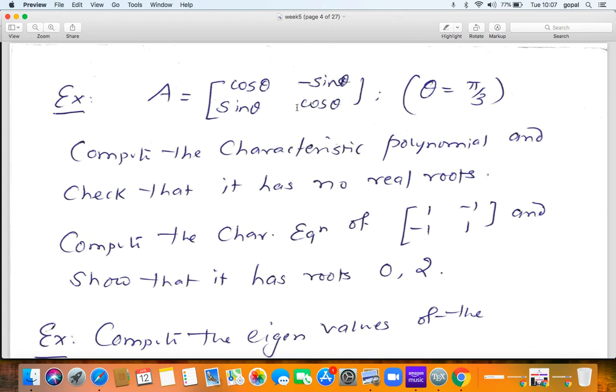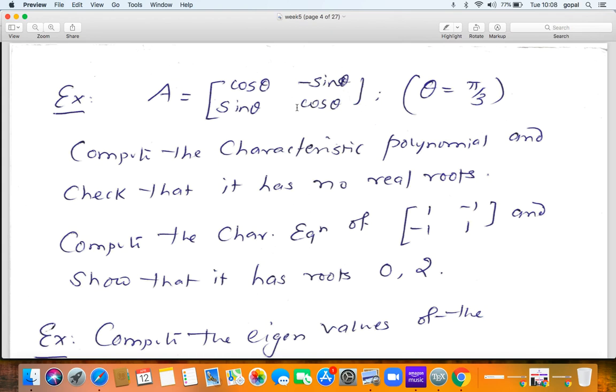2 by 2 matrix. What's the determinant? x minus cos theta squared plus sin squared theta. What is that? x squared plus 1 minus 2x cos theta equal to 0. That is the characteristic equation. Check that it has got two complex roots. There are no real roots. So in the very first example, we approached it geometrically first. Now we are doing the same problem again, but algebraically.